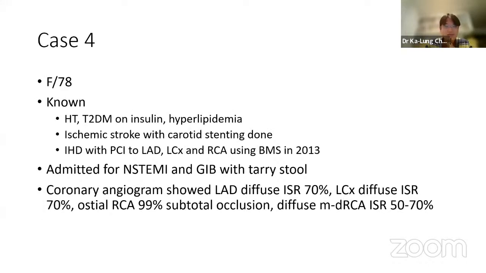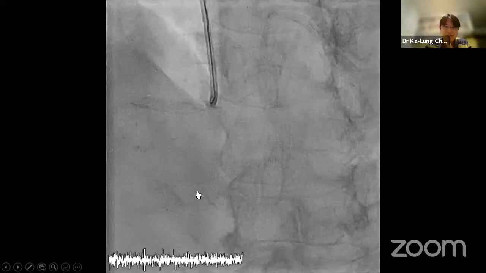So this is the quick last case. It's an ostial RCA in-stent restenosis with a calcium nodule. It's a 78-year-old with hypertension, DM, ischemic stroke, and history of PCI to 3 vessels using bare metal stents. Comes in this time with non-STEMI and GI bleed with tarry stool, and the culprit lesion is in the RCA.